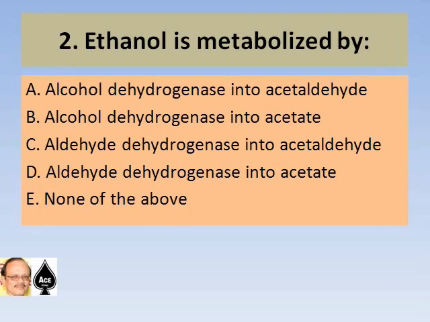Ethanol is metabolized by: A, alcohol dehydrogenase into acetaldehyde; B, alcohol dehydrogenase into acetate; C, aldehyde dehydrogenase into acetaldehyde; D, aldehyde dehydrogenase into acetate; E, none of the above. Which option is correct?